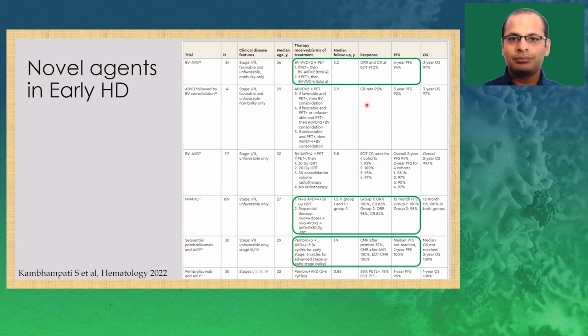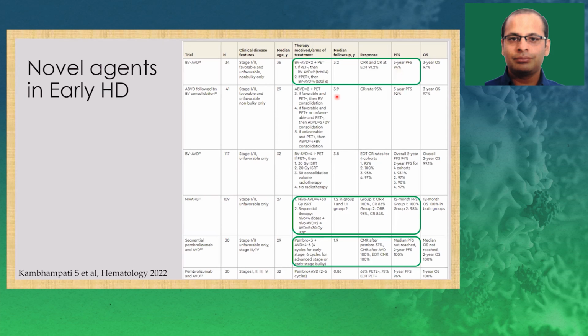So we have various trials. Brentuximab with AVD, that is omission of bleomycin. 2 cycles of this if PET is negative, with 4 cycles if PET positive, with 6 cycles in total. 3-year PFS is around 94%. Excellent, again.